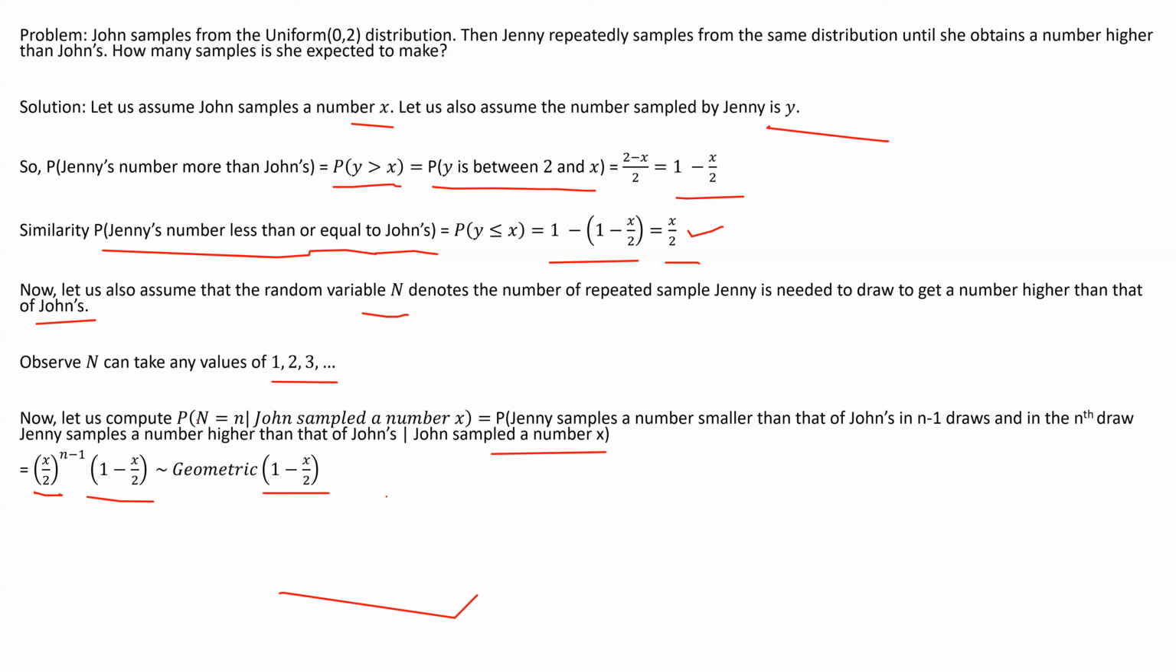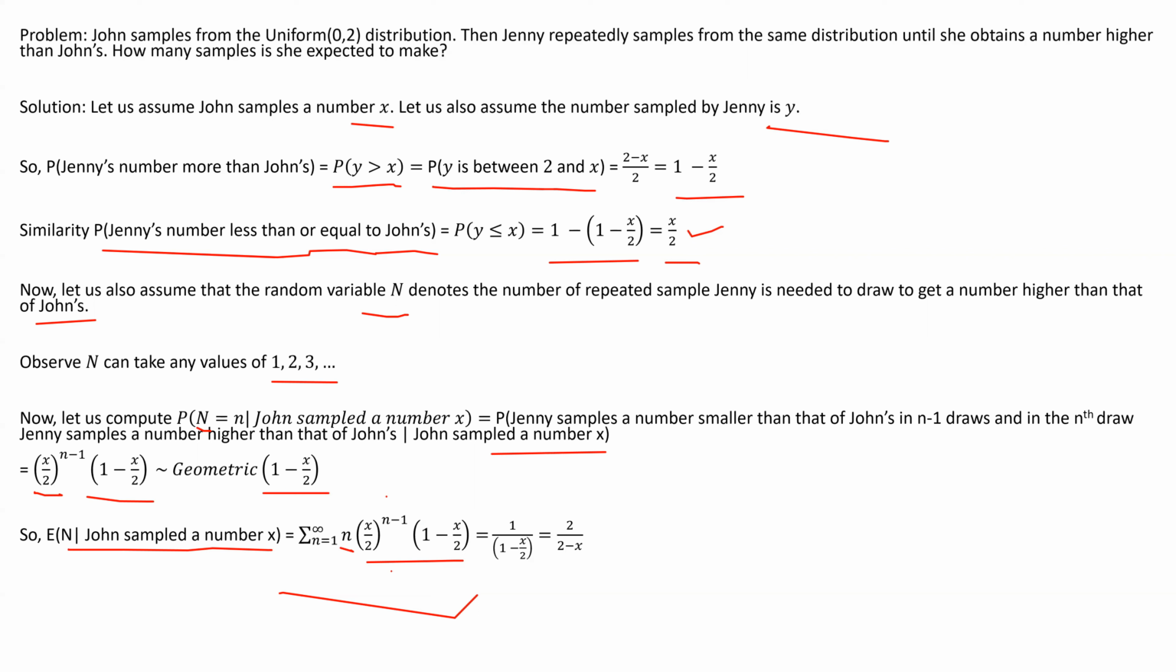So we now know that capital N is actually following a geometric distribution, right? So now, based on that, if we move forward and calculate the expected value of N, given that John has still sampled the number X, that is basically expectation, which is nothing but the value that the random variable N takes multiplied by the probability with which it takes that value. So basically, in this case, the value taken is small n, and the probability with which it takes that value is (x/2)^(n-1) times (1 - x/2).